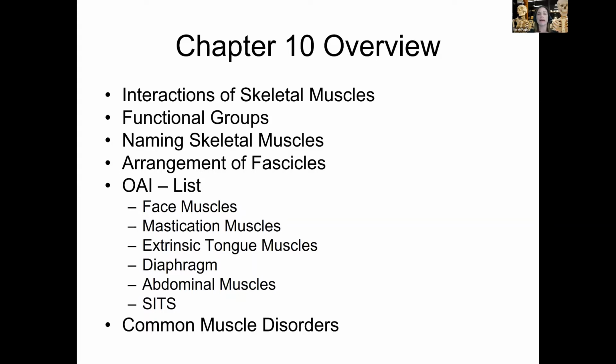We'll also talk about how the fascicles in muscles are arranged. Remember, fascicles are like bundles of cells. So it's like a big bundle of cells in there, and that'll give you the striations in the muscle, sort of. So we'll talk about that. And then we'll walk through something called the origin, action, and insertion list. You have this list in the lab PDF that will be included in the lab exam. I'm going to walk you through this list, and we'll talk about a couple of specific muscles, and then we'll talk about a couple of disorders.